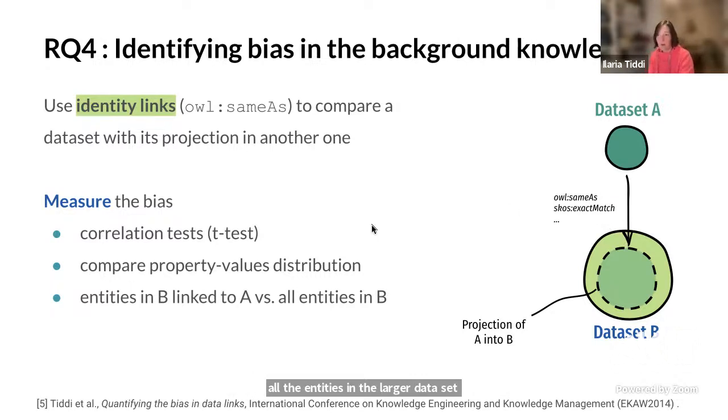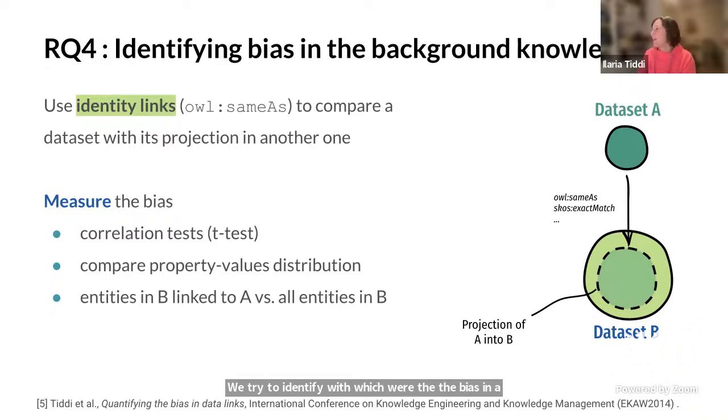And using some correlation tests, so some t-test, and by comparing the distribution of property value pairs between the subset of the entities and the large set, we tried to identify which were the bias in a given data set.